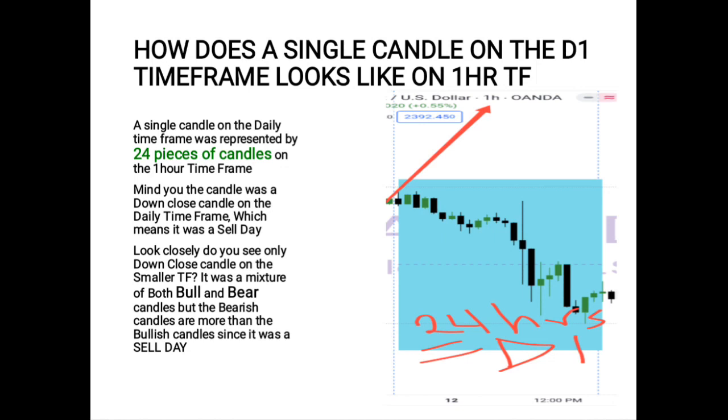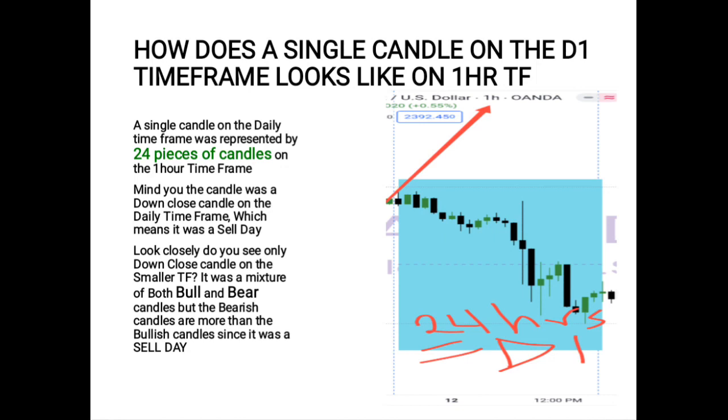So every candle you see on your daily time frame was what has happened in the past 24 hours. So a single candle on the daily time frame was represented by 24 pieces of candles on the 1 hour time frame. Mind you, the candle was a down close candle on the daily time frame, which means it was a what? A sell day. Now the question now says, look closely.